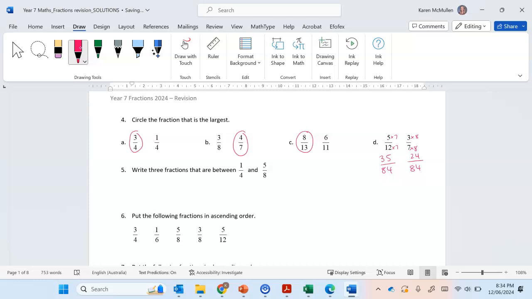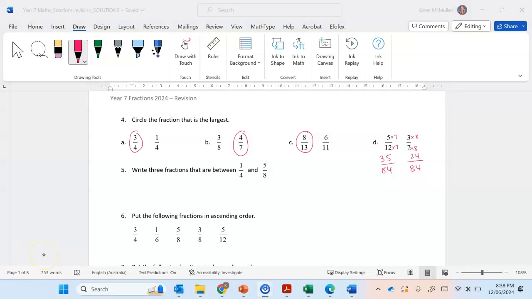All right, so we can see that my rationale before was actually incorrect. So it was a good thing that I went ahead and checked that. So 5 over 12 is the same as 35 over 84, and 3 over 7 is the same as 36 over 84, making 5/12 the bigger fraction.